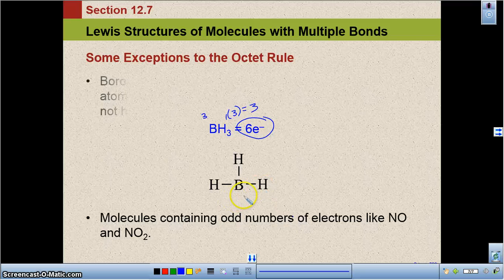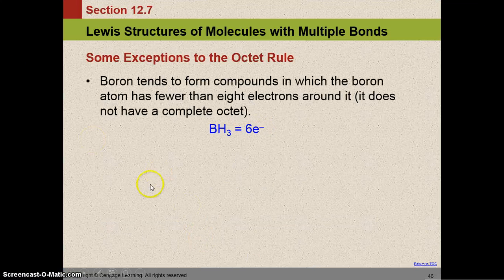satisfied, but boron isn't. Boron doesn't even have an extra set of electrons out here that are unpaired, and there's a total of 2, 4, 6, not 8 around boron. So boron's an exception to the octet rule. This is what boron trihydride would look like. Molecules containing odd numbers of electrons, like nitrogen monoxide and nitrogen dioxide, we can have some problems with those as well.